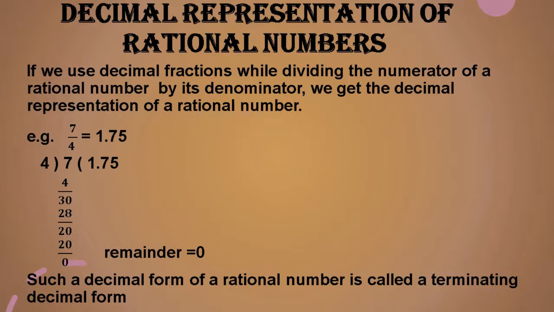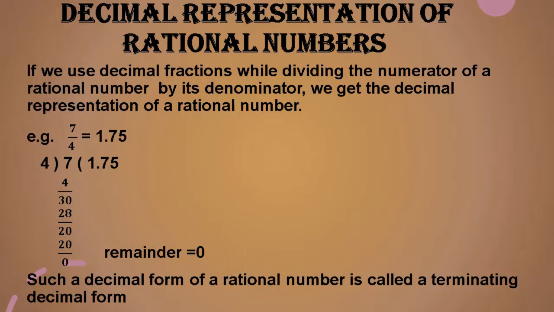Now we will learn decimal representation of rational numbers. If we use decimal fractions while dividing the numerator of a rational number by its denominator, we get the decimal representation of a rational number. For example, 7 by 4 is equal to 1.75.